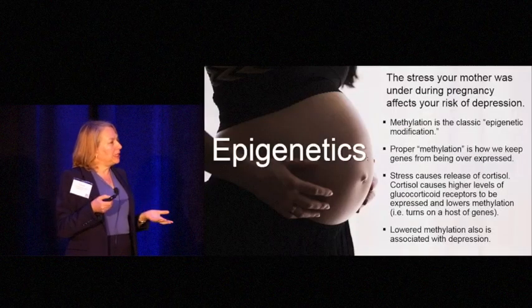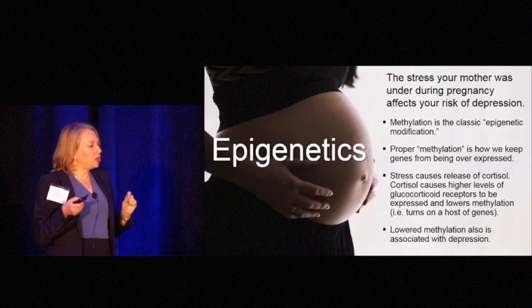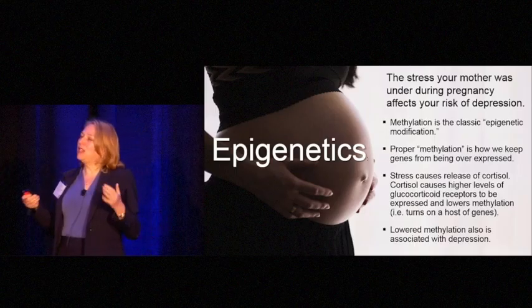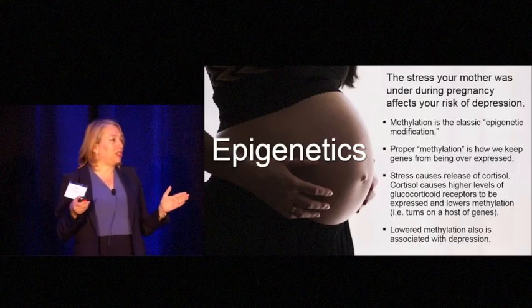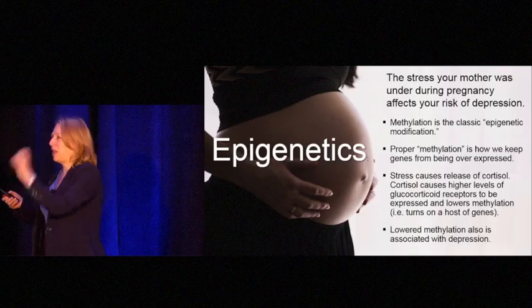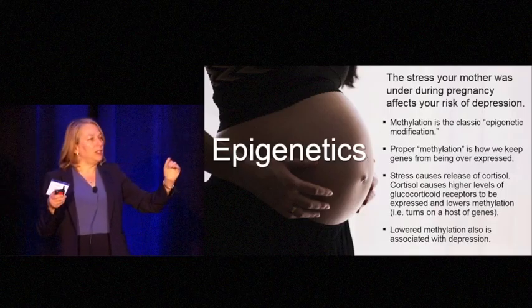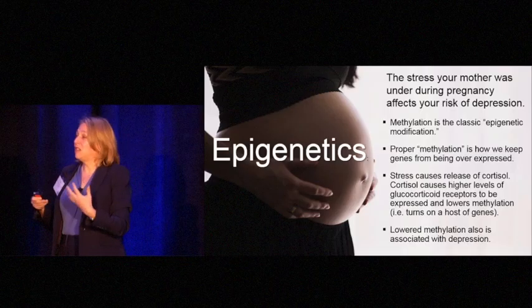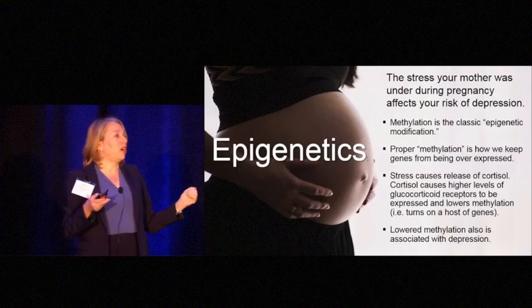I'm going to use the classic example of epigenetics: the stress that your mother was under during pregnancy affects your risk of depression. That's actually a really amazing phenomenon. How does that work? Well, if you're talking to a geneticist or a PhD about epigenetics, they're going to say epigenetics is methylation. Methylation of CpG islands, and it's turning off the DNA. That's the biggest category of epigenetics, that our DNA is not all turned on, and methylation is very, very important for turning off the genes.